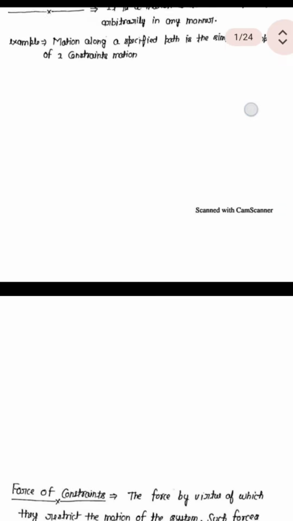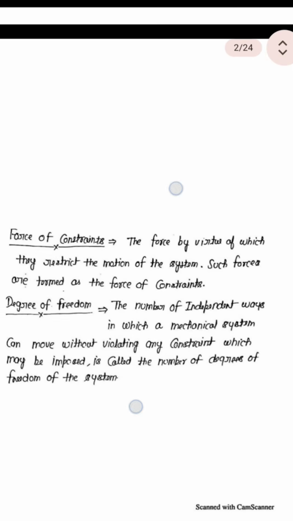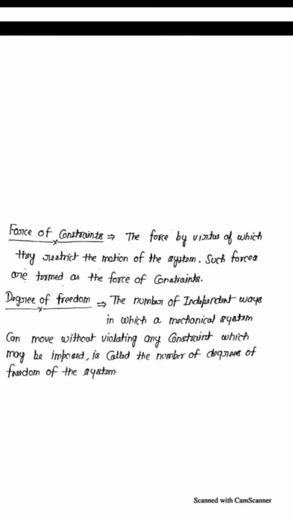देखो हम बेसिक की टर्म्स ऑफ क्लासिकल मैकेनिक्स पढ़ रहे हैं। तो कॉन्स्टेंट मोशन क्या होता है? It is a motion which cannot produce arbitrary changes in any manner. Example, motion along a specific path is the simplest example of one Cartesian motion. अब हम पढ़ेंगे force of constraint क्या होते हैं. The force by virtue of which they restrict the motion of the system. Such forces are termed as the force of constraint.